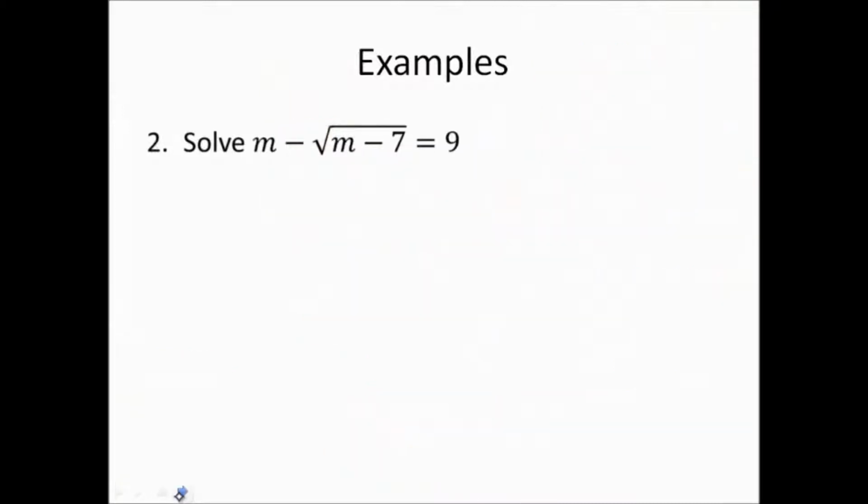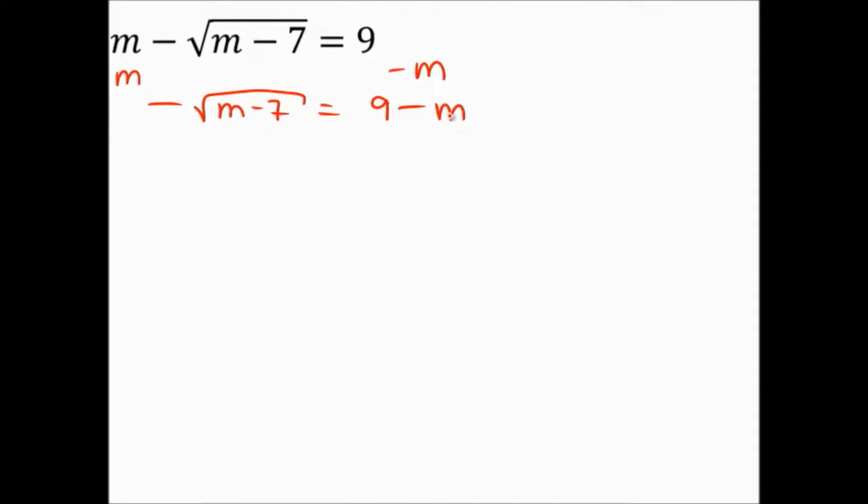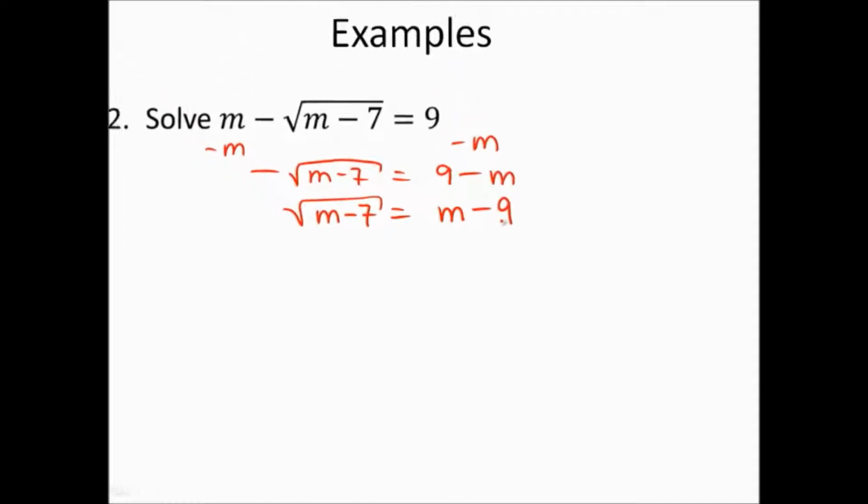Try this next one. Let's isolate the root, get it all by itself, and then square both sides. So subtract the m from both sides. That leaves us with negative root m minus 7 equals 9 minus m. Sure, you could get rid of the negative, multiply everything by -1, or divide by -1. You get root m minus 7 equals -9 plus m. And I'm just going to write -9 plus m as m minus 9. It's just easier to work with when we expand.